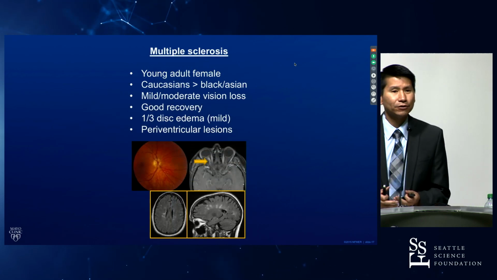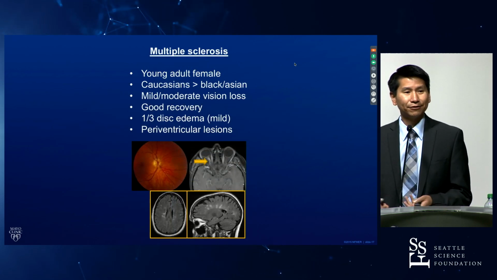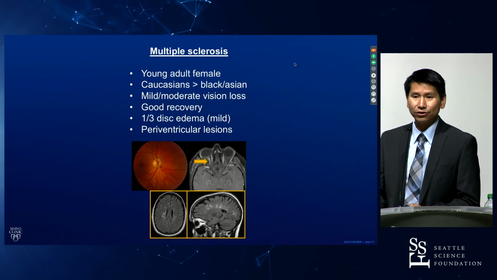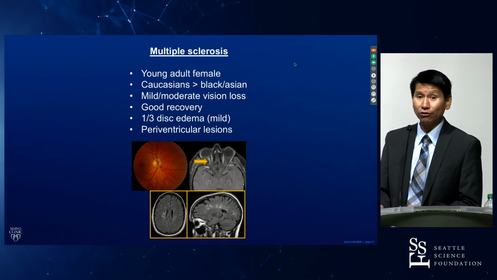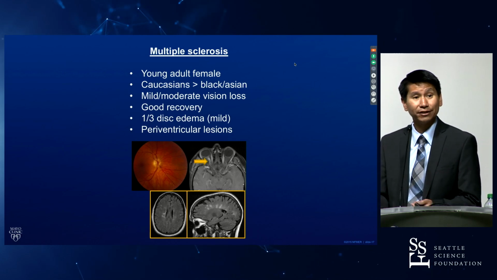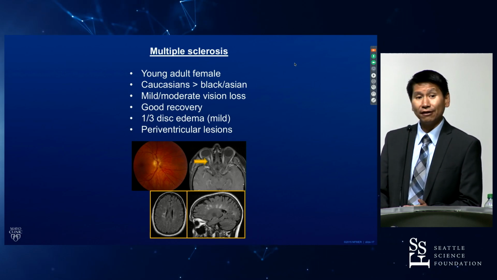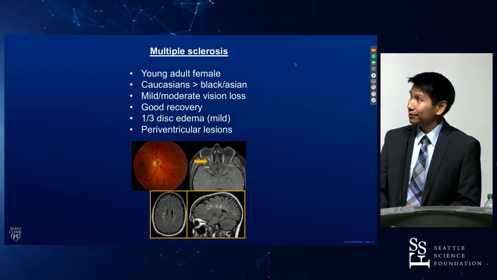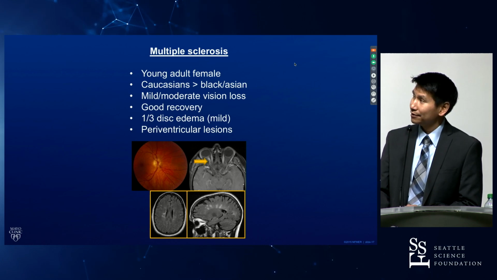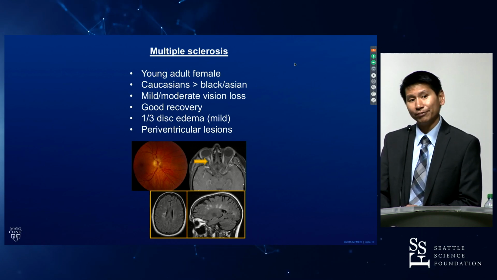And so we all have sort of a gestalt or an idea for your typical MS patient with optic neuritis. Classically, it's going to be a young adult female. Caucasians are more affected. The vision is typically mild to moderate vision loss, but it can be severe at times. Classically, patients have good recovery. Disc edema is typically mild if it's present, and only present in a third of cases. And of course, you've got the classic periventricular white matter lesions.